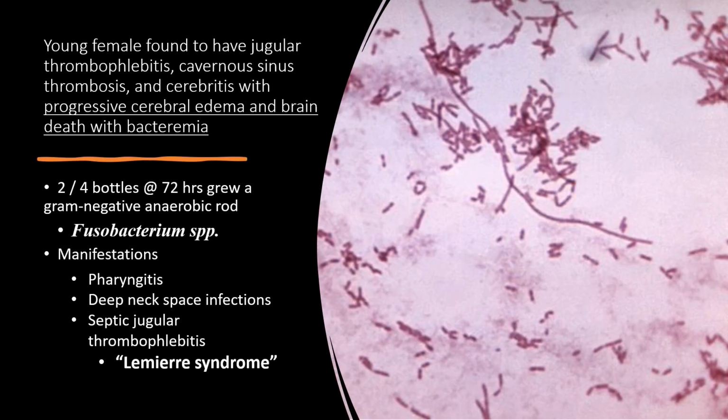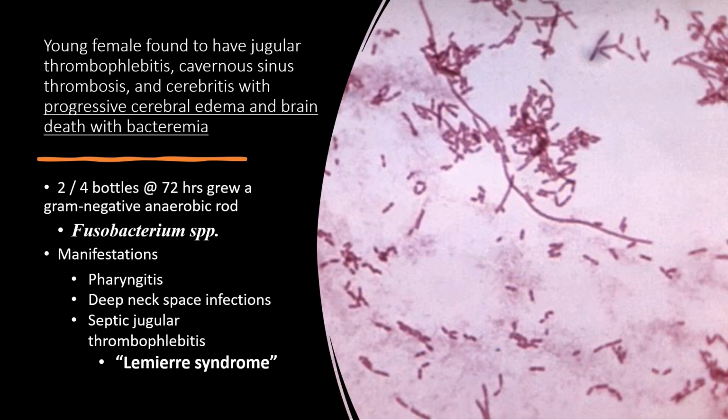72 hours after admission, 2 out of 4 blood culture bottles that had been drawn grew gram-negative anaerobic rods that you can see here in the gram stain, because it wouldn't be an ID talk if I didn't show you at least one gram stain. And then after it grew at 72 hours, it was speciated 2 days after that as Fusobacterium.